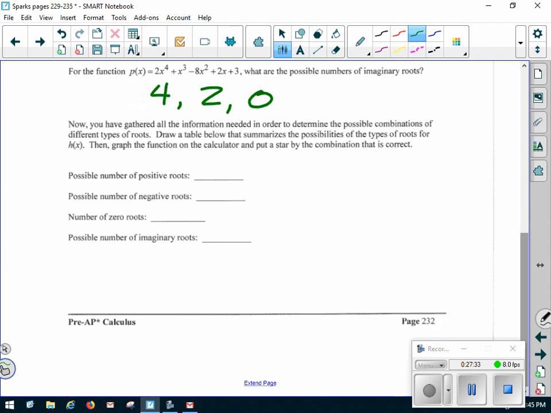Now you've gathered all the information needed in order to determine the possible combinations of different types of roots. Draw a table below that summarizes the possibilities of the types of roots for h of x. Okay, that's a whole lot of hoo-ha to say. Let me just show you what we're talking about.